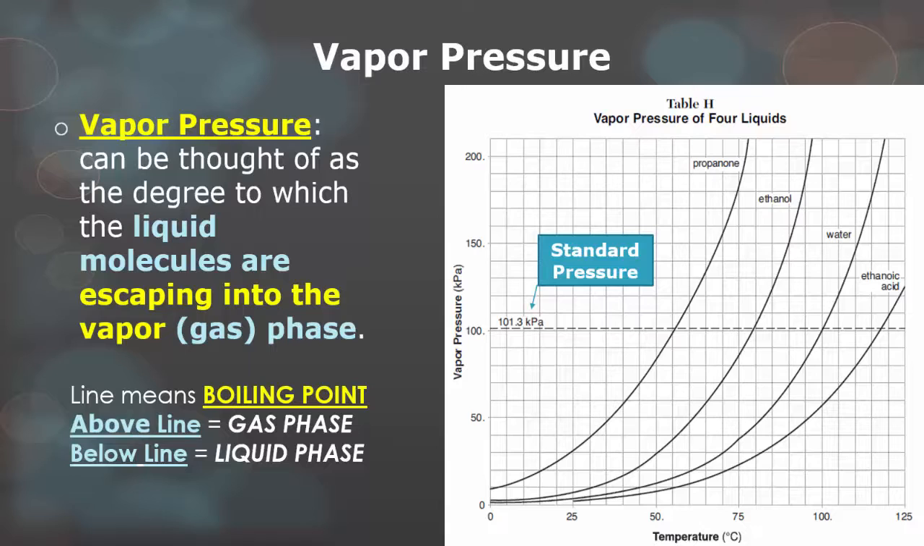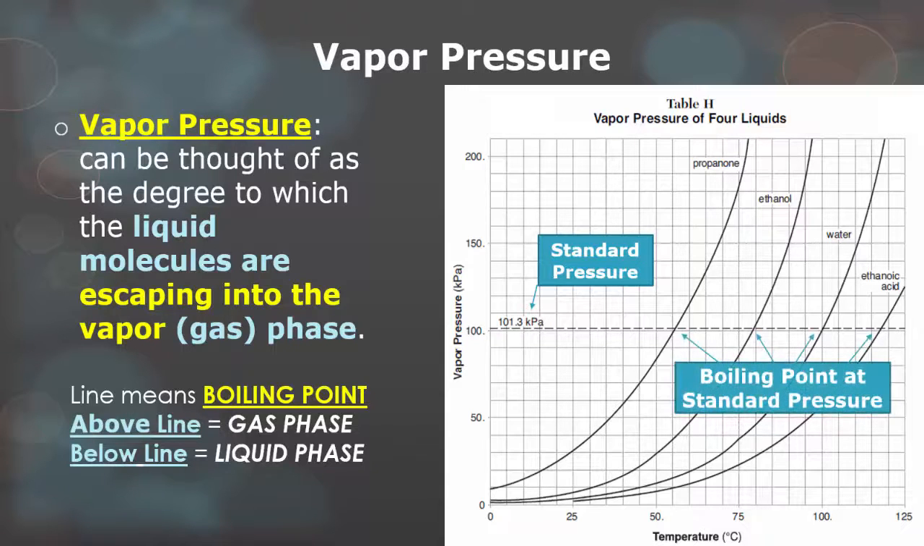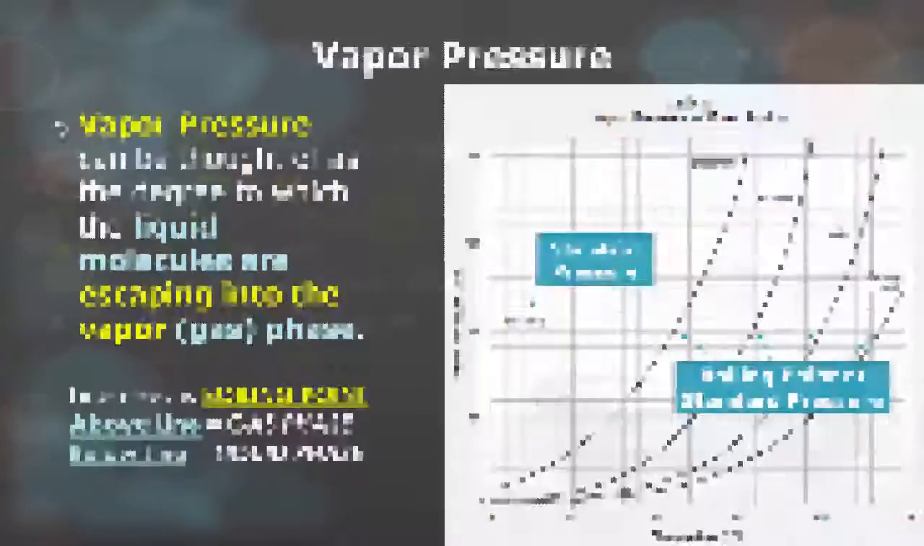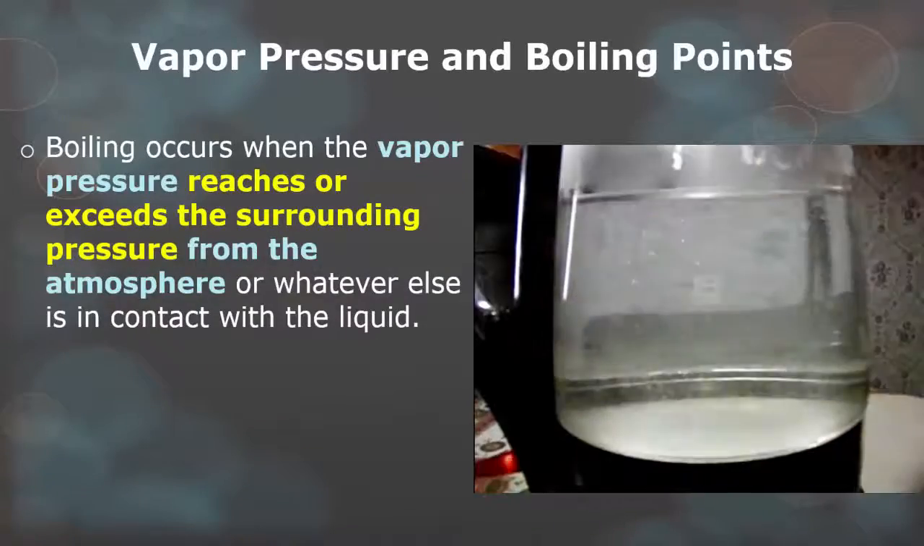See that dashed line across the middle? That is standard pressure. So if you are at sea level, all of those substances, propanone, ethanol, water, and ethanoic acid, will boil at the temperatures shown on the x-axis. This is what we refer to as the normal boiling point. So vapor pressure and boiling points are 2 common phrases that will be talked about.